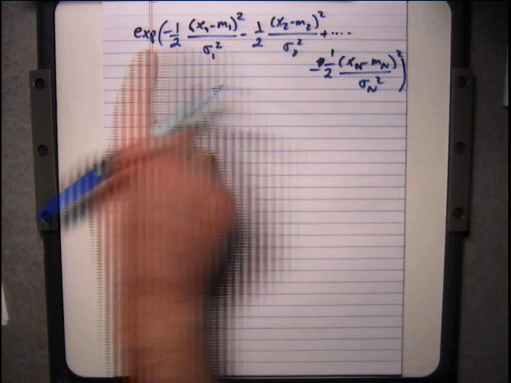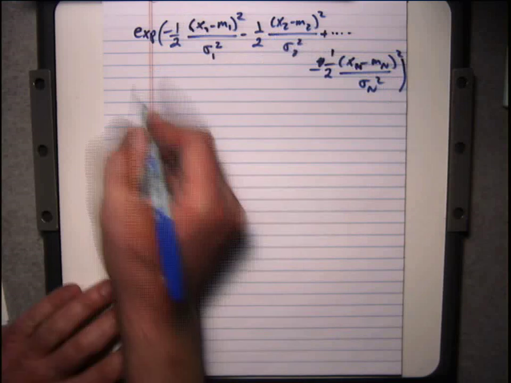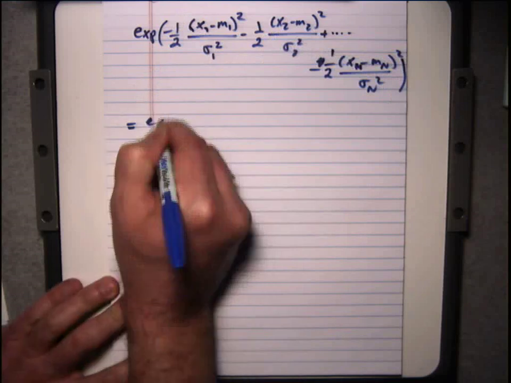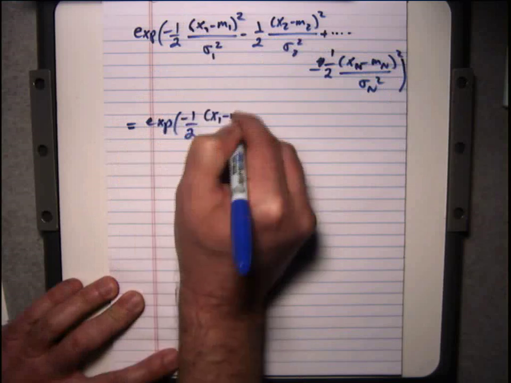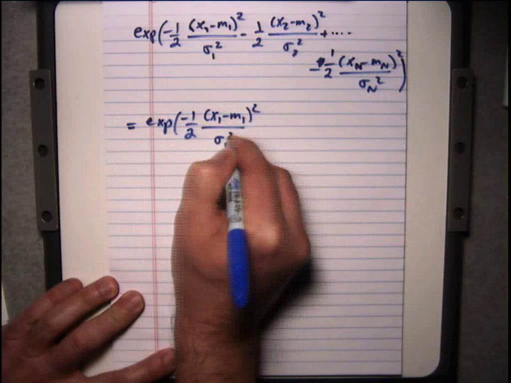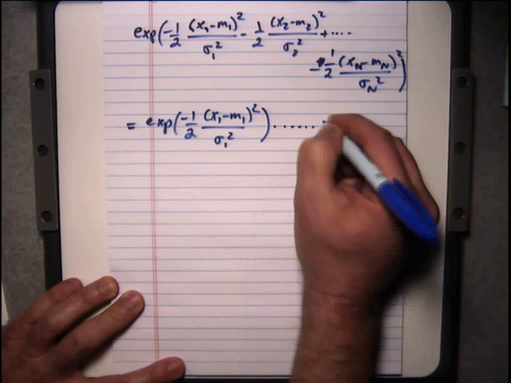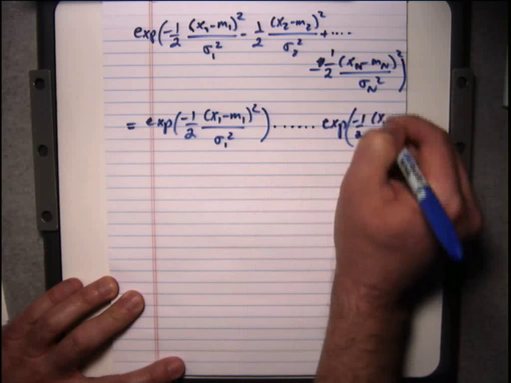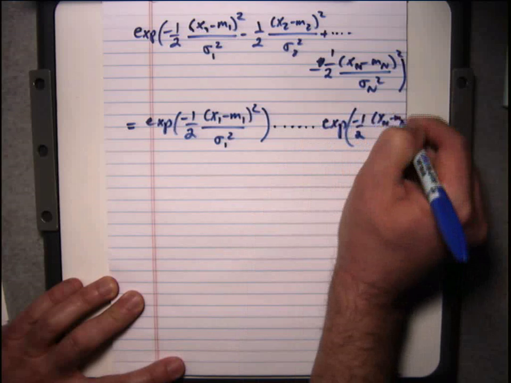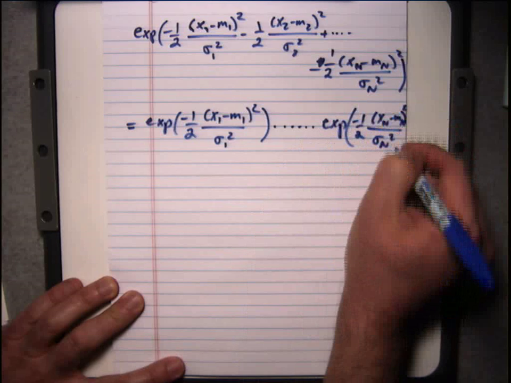The exponential of a sum can be written as a product of a bunch of exponentials. So this is equal to the exponential of minus 1/2 (x1 minus m1) squared divided by sigma 1 squared, times a bunch of terms up to the exponential of minus 1/2 (xn minus mn) squared divided by sigma n squared.